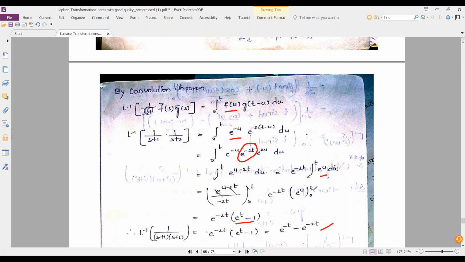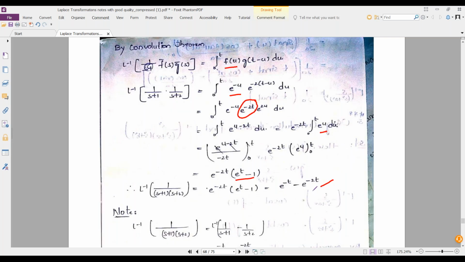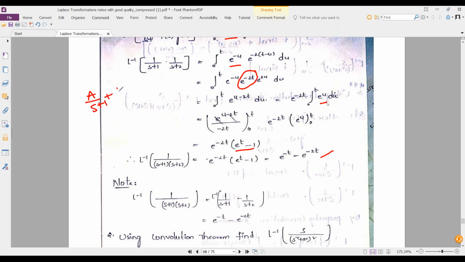For that product, we don't have a direct formula, but even using normal methods it can be split: a by s plus 1 plus b by s plus 2. We can do that. What could be the a here? Put s equal to minus 1: 1 by minus 1 plus 2, which is 1. Similarly, b: put s equal to minus 2: 1 by minus 2 plus 1, which is minus 1. So 1 by s plus 1 minus 1 by s plus 2.